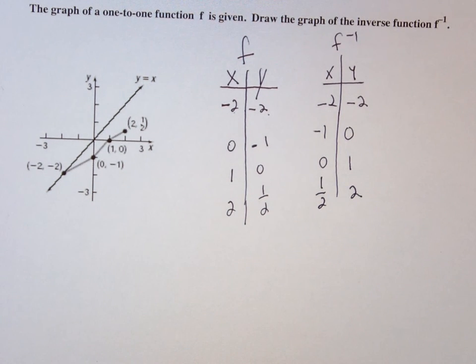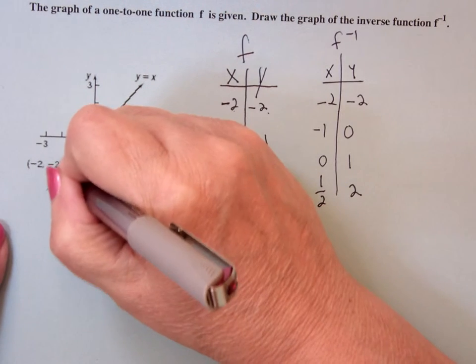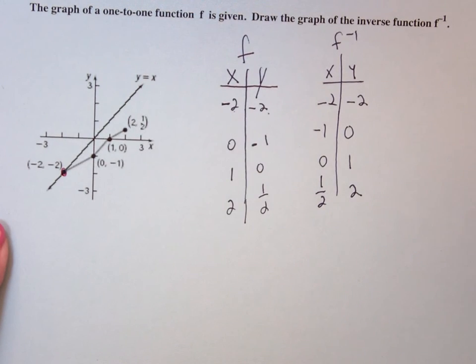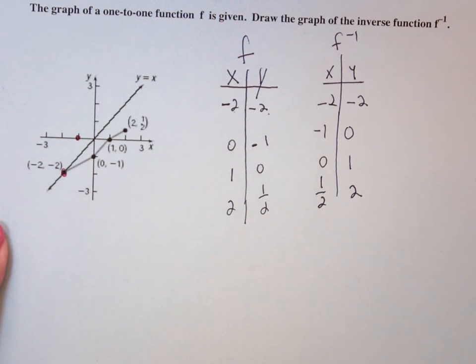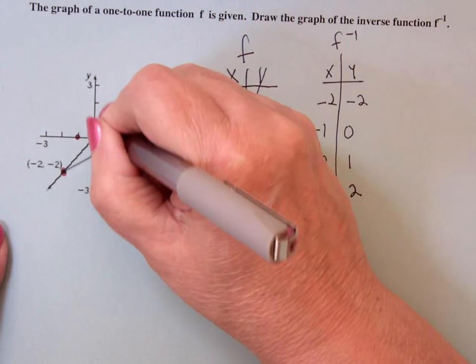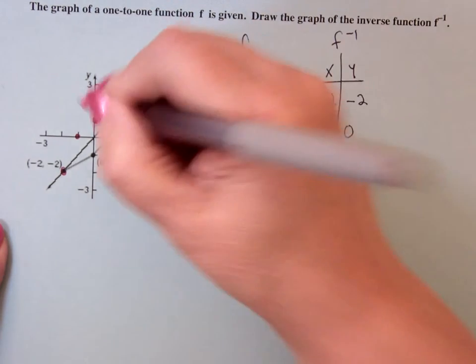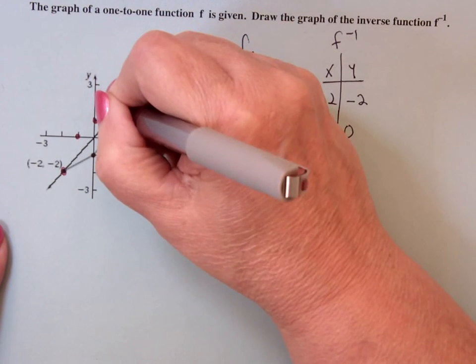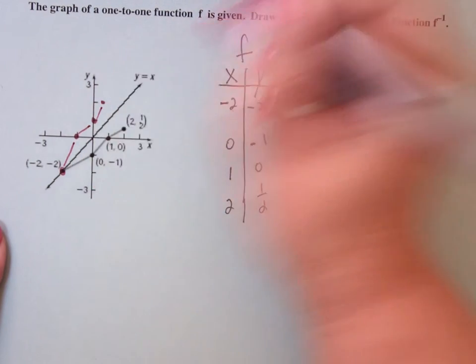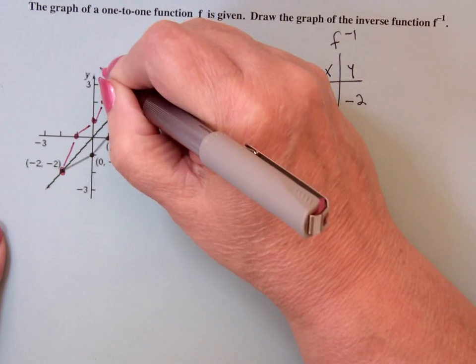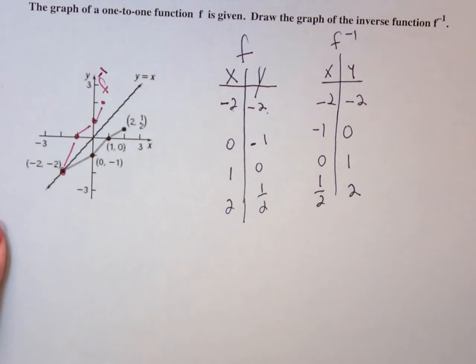If x goes to y, the inverse takes y back to x. So, negative 2, negative 2, negative 1, 0, 0, 1, 1/2, 2, just connect the dots. This is a graph of f inverse.